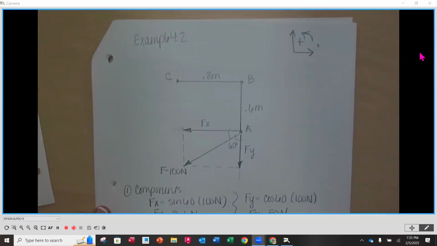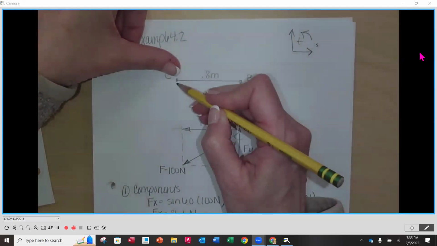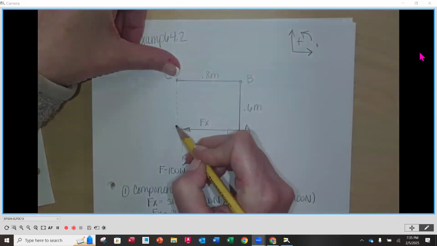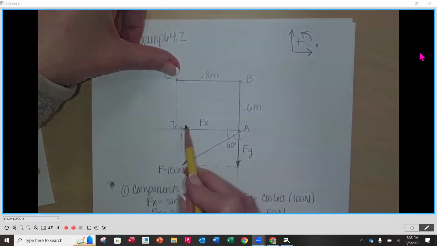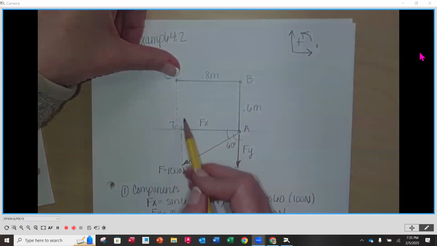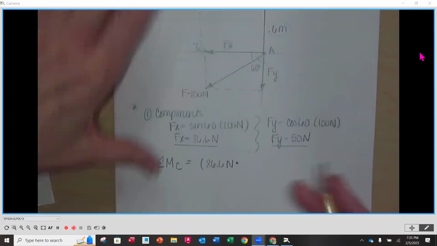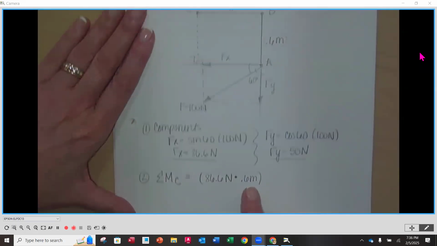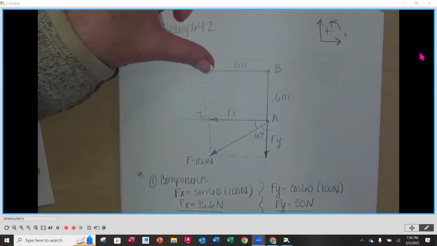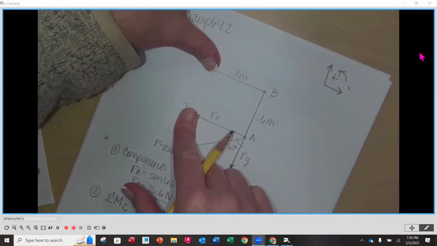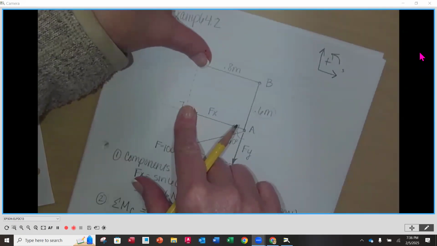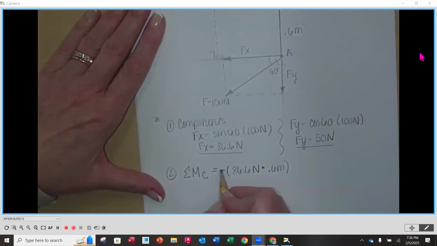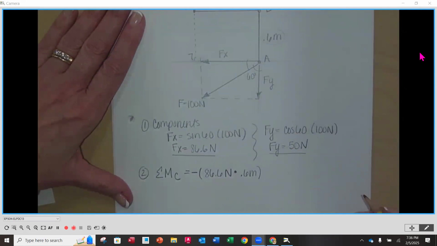Let's figure out our perpendicular distance. From C, if we go straight down and make a line perpendicular to the line of action of our Fx, what is this distance right here? 0.6. Do you see that? So that's 0.6 meters. Put the units in there. And then let's go back up. We have to put a sign in front of our moment. Fx is rotating in a clockwise direction, so we're going to put a negative out front.